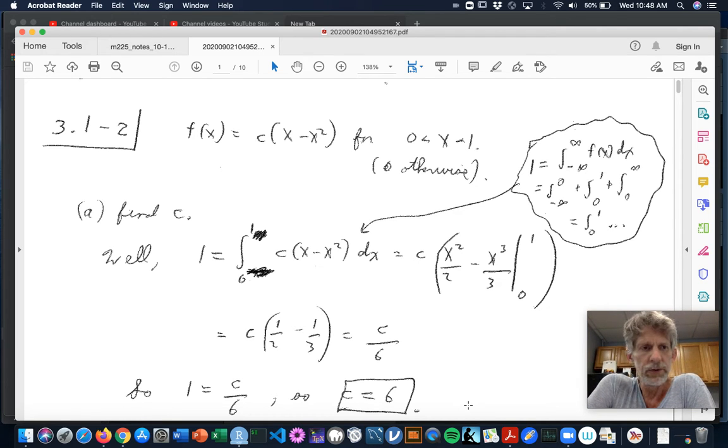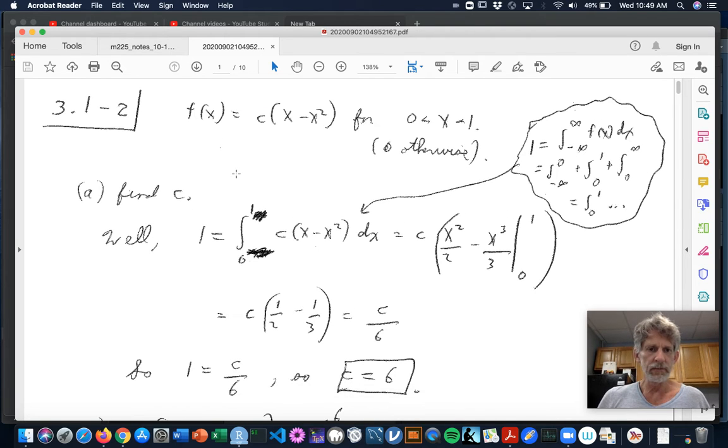Let's start off with number 2 in section 3.1. So you're given the PDF for some random variable capital X, and its support is only from 0 to 1. You've got to find this undetermined constant C for part A of the problem. And so you say, well, the area under a PDF ought to be 1. Total area should be 1.